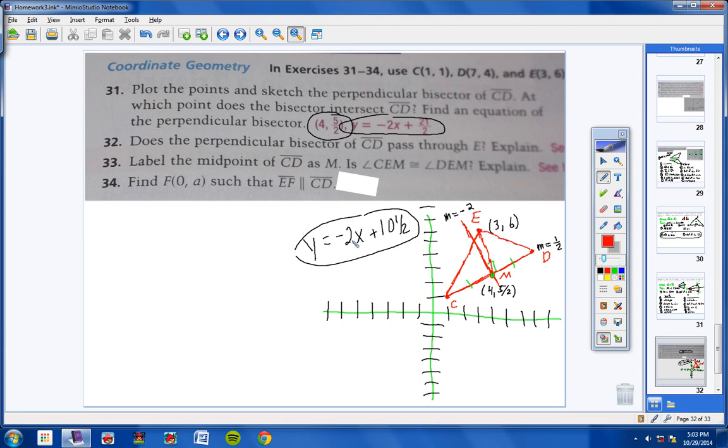No, it's not. Guys, no. And here's why. No, because point E does not lie on the what? Perpendicular bisector. So no, this angle here, CEM, is not congruent to this angle here. Okay? Because again, point E does not lie on the perpendicular bisector. Okay? All right, moving on.